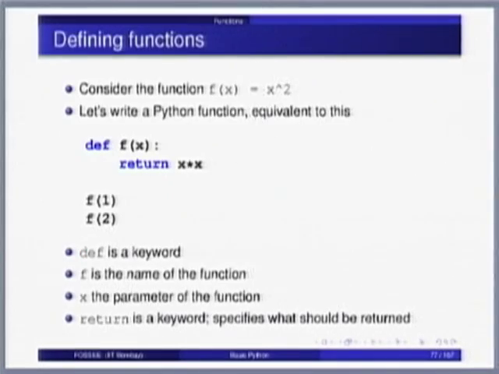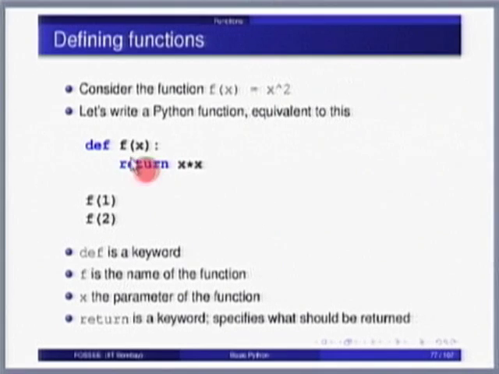So, let us see how to create functions. Let us consider the function f of x, which is essentially going to return the square of the number. Let us write a Python function equivalent for this. The syntax is to say def. Def is a keyword, then the name of the function, open parenthesis, the arguments to be passed to the function, close parenthesis, colon. The colon is important, as you have seen before, it indicates a block.